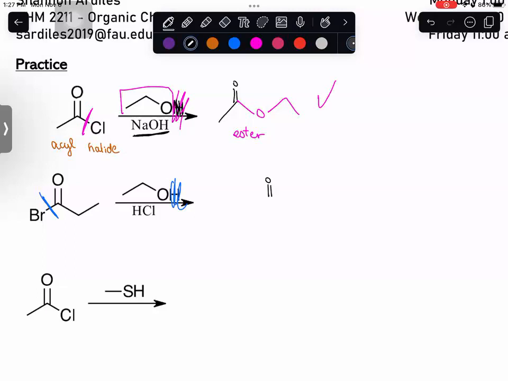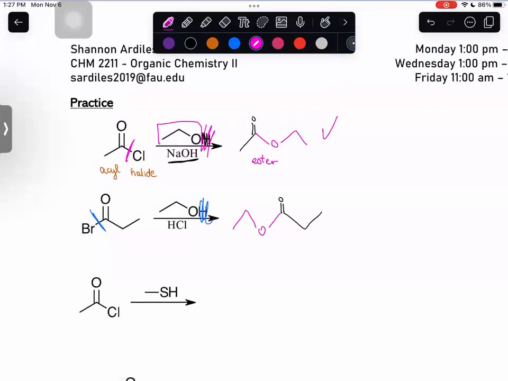Oh, we're making an ester with the ethanol. So you basically are just replacing the leaving group that you have in your carbonyl for whatever reagent you were provided, and that's it. Question. Pretty simple, pretty easy.